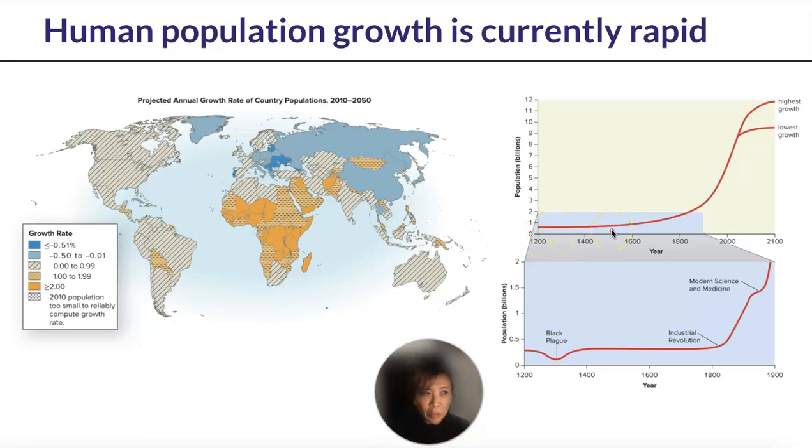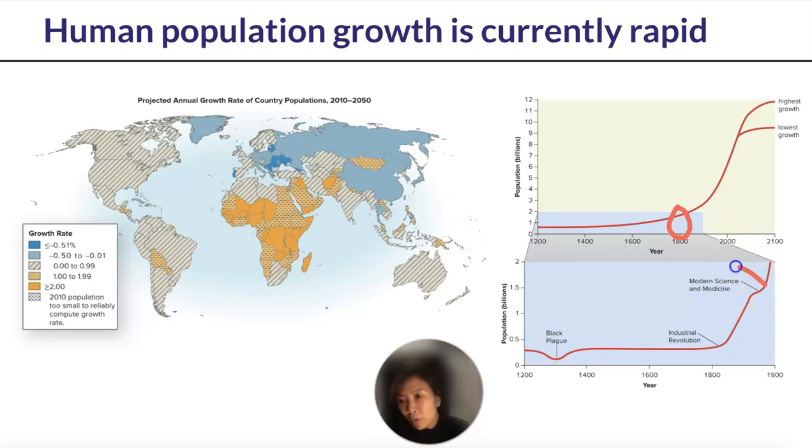Human growth originally grew at a more constant rate. There wasn't exponential growth, but after the Industrial Revolution, which is about here, there was an increased amount of jobs and food, and so the human population started to grow rapidly. You see that it moves from this constant rate to pretty much an exponential rate. So right now, human growth is pretty exponential.